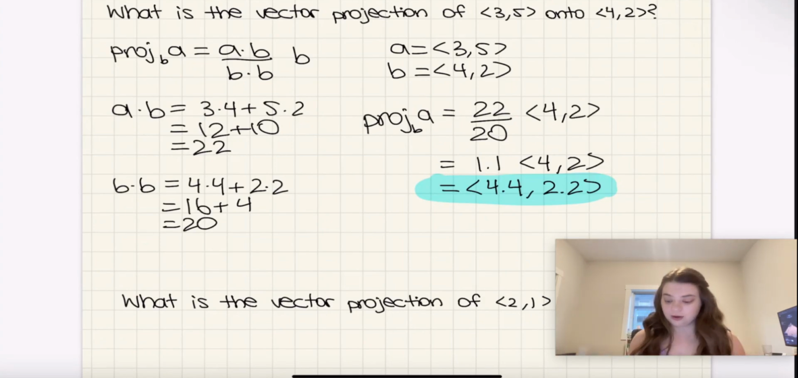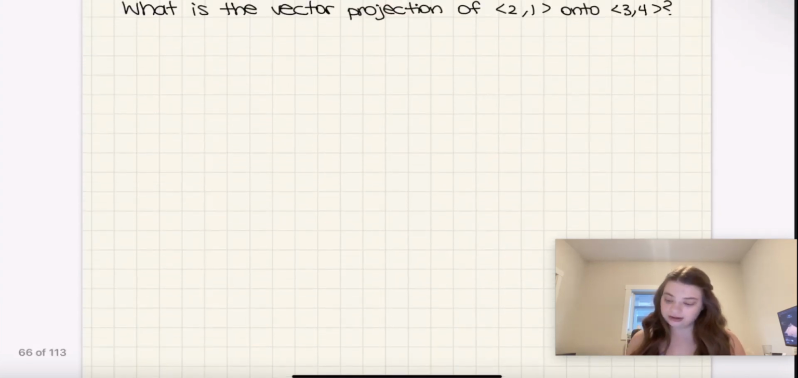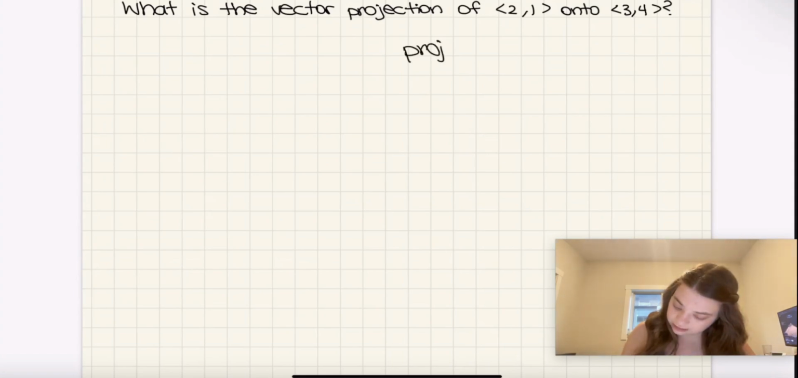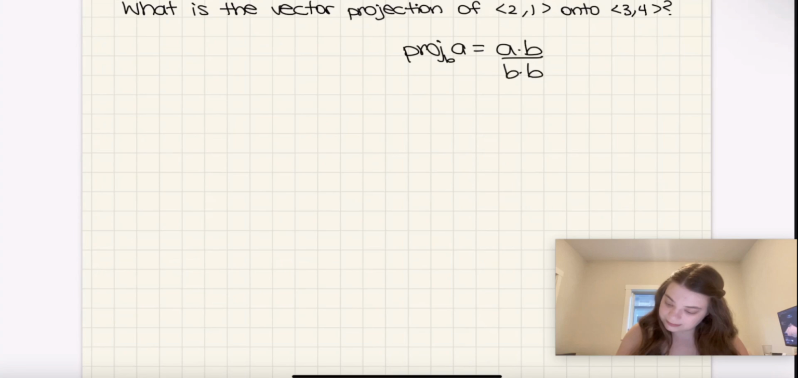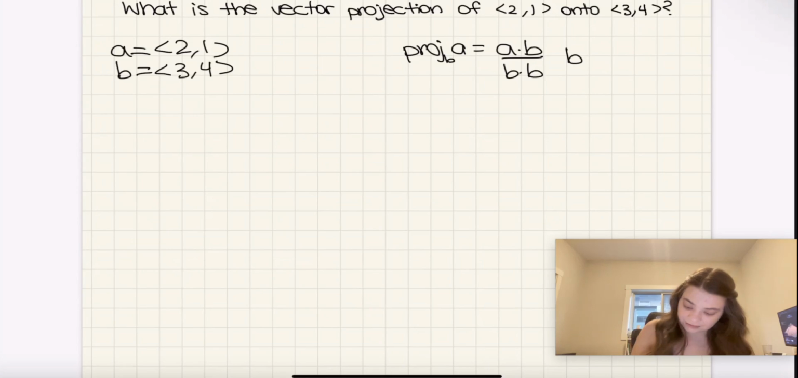All right, now we'll do one last example and find the vector projection of (2, 1) onto (3, 4). So once again, I'm just going to start by writing our general equation. The projection of A onto B is equal to A dot B over B dot B times B. And in this case, A is equal to (2, 1), and B is equal to (3, 4).